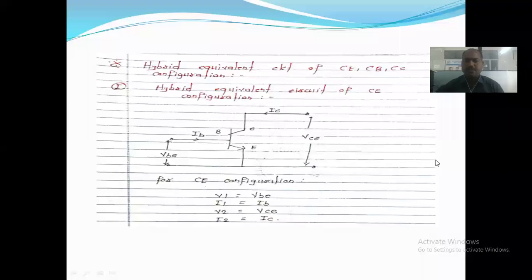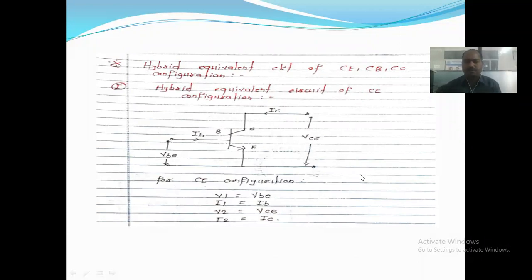The three configurations indicate how the transistor should be used for different applications, right? To find the hybrid equivalent configuration, we require a 4 terminal network. For a transistor there are 3 terminals, so we have to take one of the terminals as common between the input as well as the output, right?